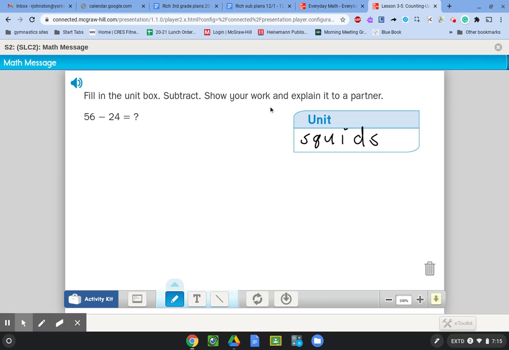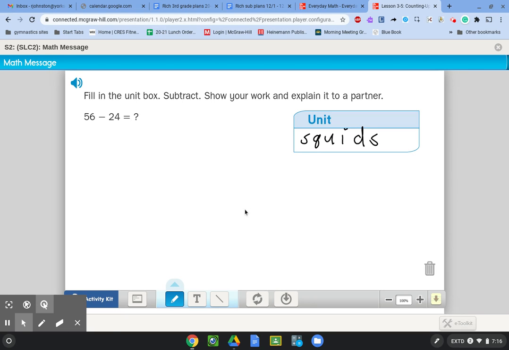Subtract. Show your work and explain it to a partner. So on your slate or on a piece of paper, you're going to use whatever strategy you want to figure out 56 minus 24. And you're going to hit pause. The teacher will hit pause, let you do that work until the teacher thinks everyone's pretty much done or close to being done. And then hit play, and I'll come back and go over some different strategies that you may have chosen. So go ahead and hit pause now and do 56 minus 24.